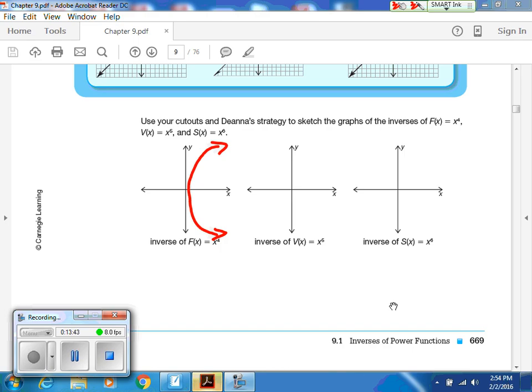What page is the x to the 4th on? Or what page is this graph on? Okay. Not a function.